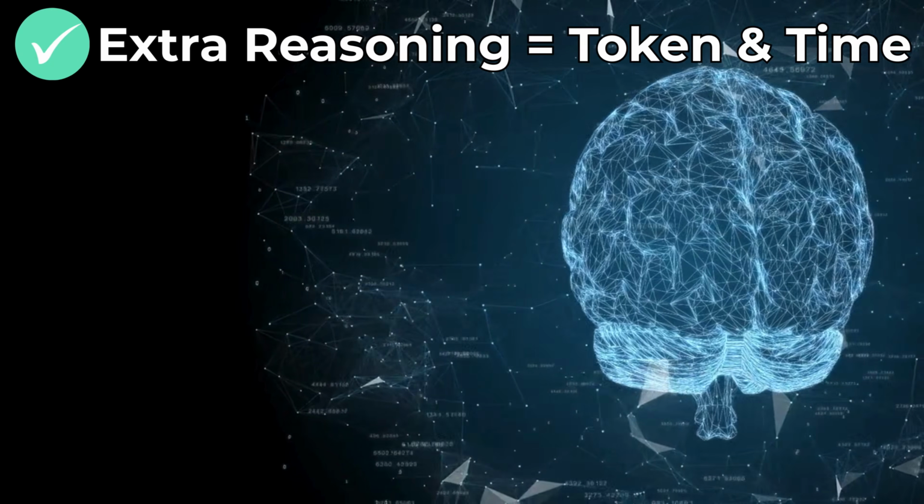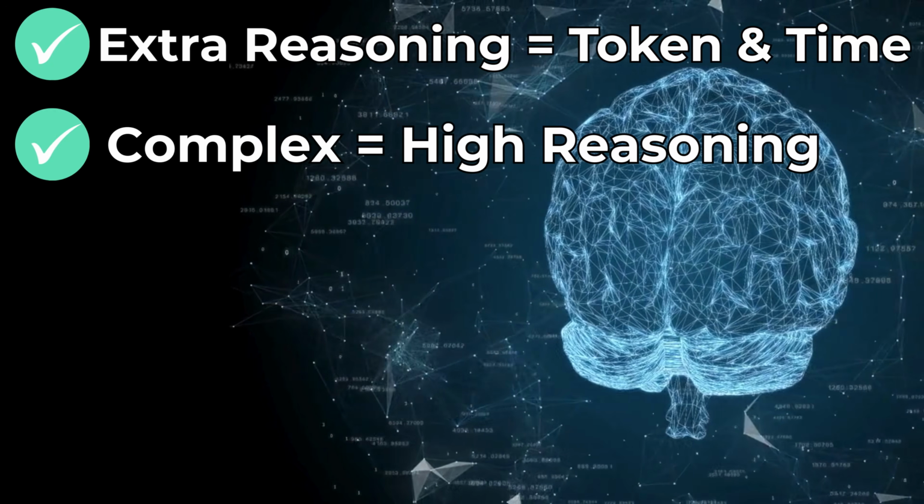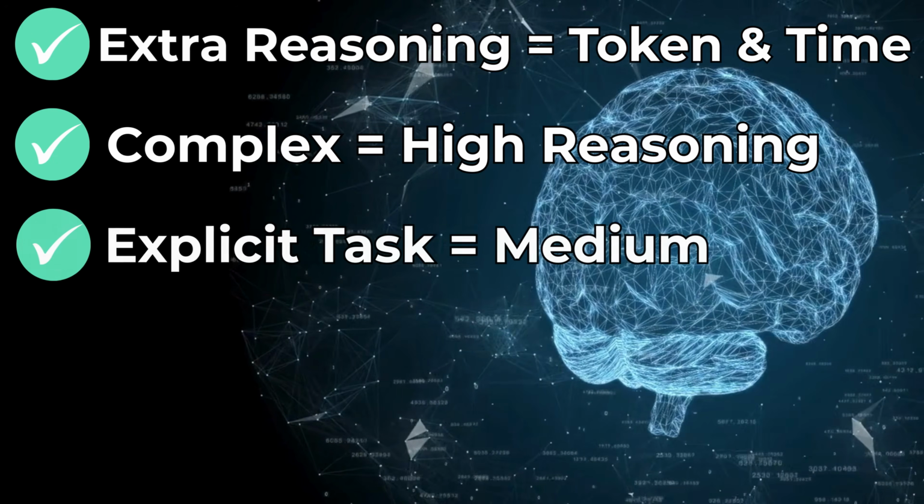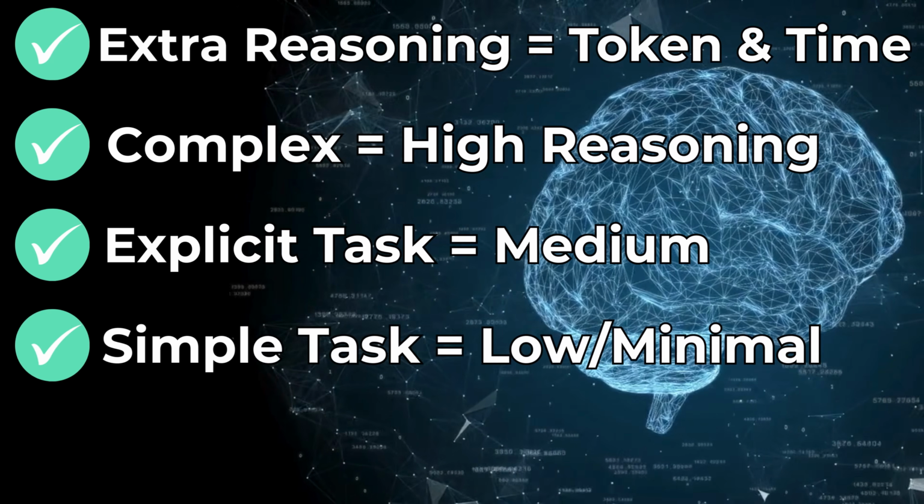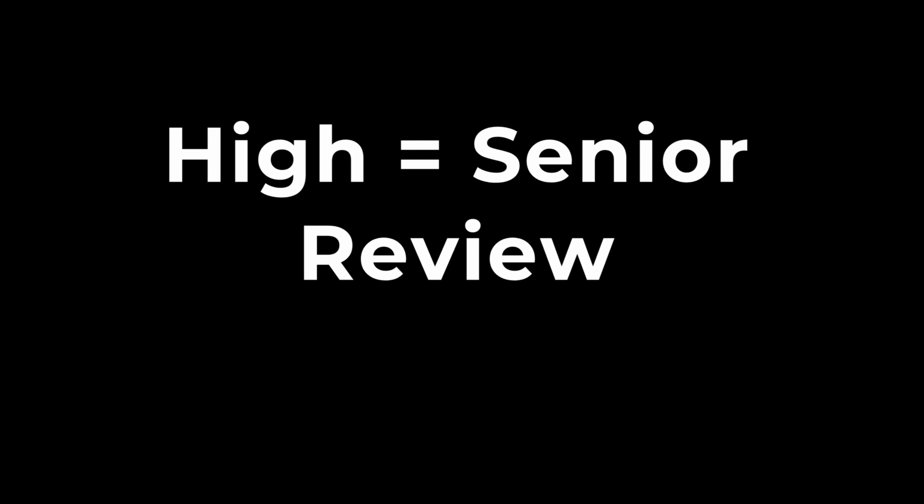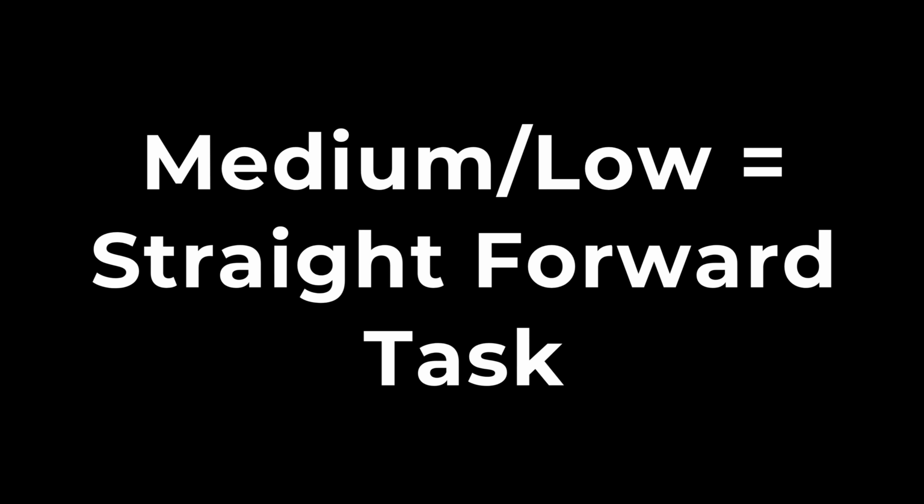Here's how I use it in practice. For feature design or complex conversations, basically anything I'd normally want a senior developer to review, I go with high reasoning. Once I've got the task broken down, I switch to medium. And for small things like typos, color tweaks, and minor refactors, I drop to low or even minimal. So as a rule of thumb, if you'd ask a senior developer for their eyes on it, use high. If it's something straightforward, go with medium or low.